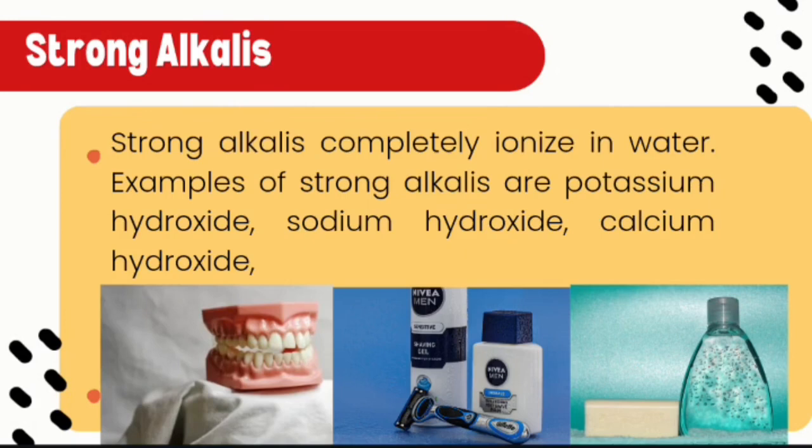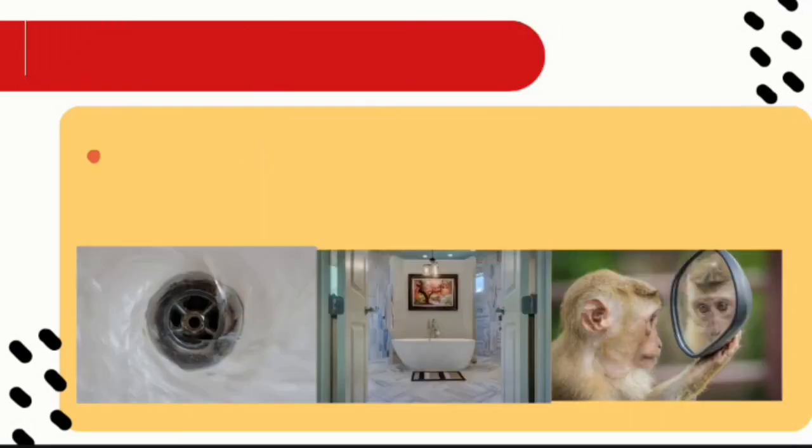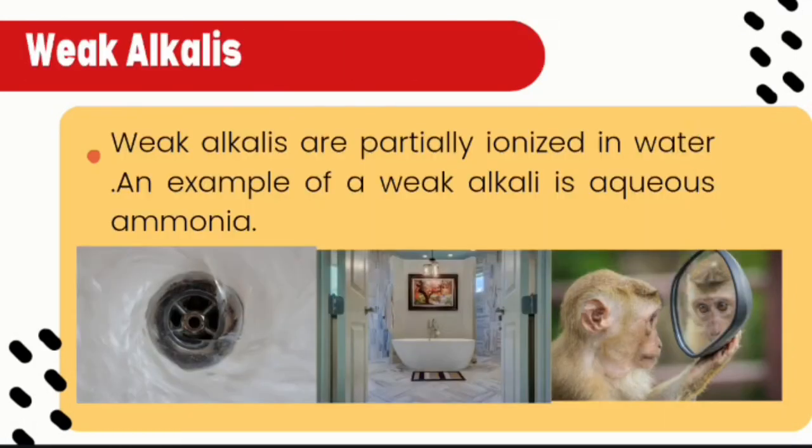For example, sodium hydroxide and potassium hydroxide are used in your dental formulations, in shaving creams, and in liquid soaps. These are substances that we use every day. Weak alkalis, on the other hand, partially ionize in water. You can find them in use for cleaning drains, bathtubs, and your mirrors.